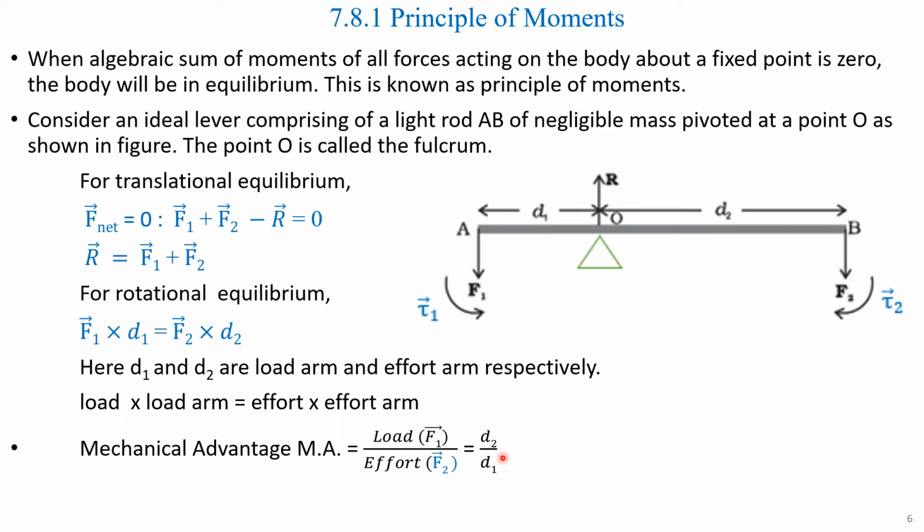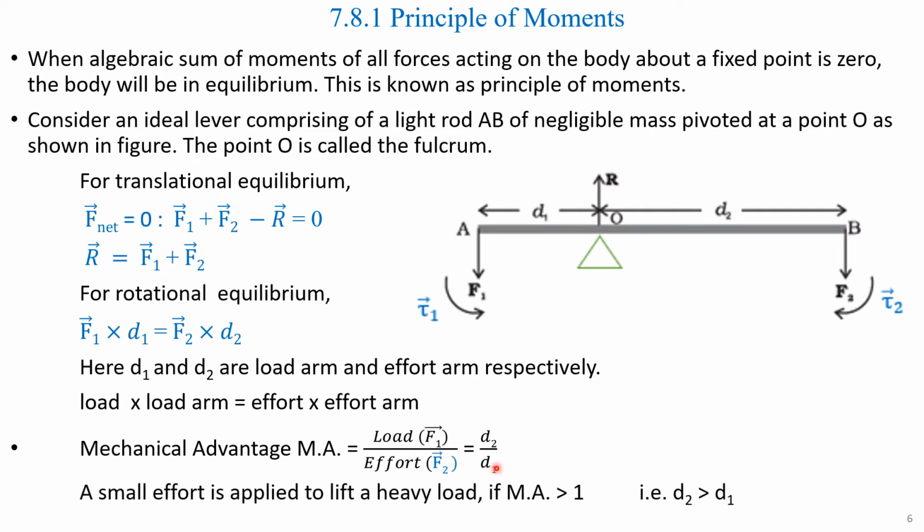If the effort arm D2 is larger than the load arm, that is D2 greater than D1, then the mechanical advantage is greater than 1, which means a small effort can be used to lift a large load. Apart from the example of the seesaw, there are a number of cases which you can find in our everyday usage.